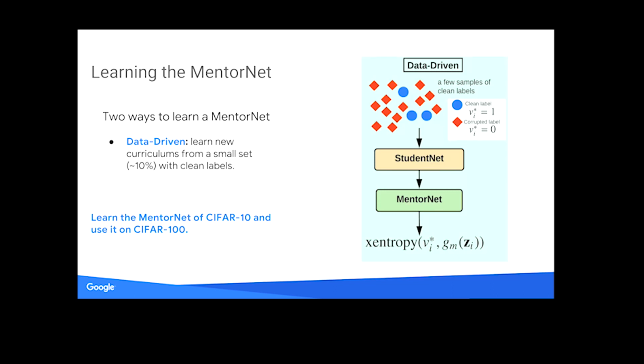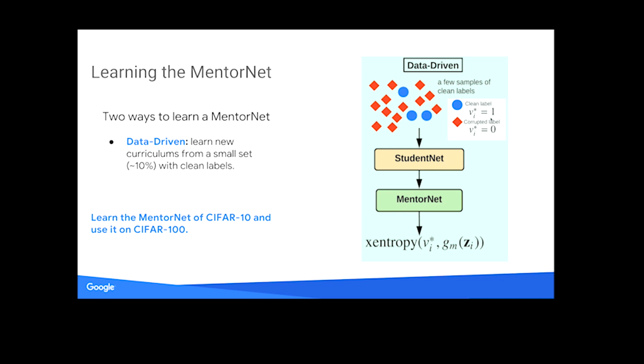The second way to learn the MentorNet is called data-driven. Here we want to discover a new curriculum completely from the data. To do that, we assume we have a small number of examples with clean labels available. We will then label these examples, giving them weight 1 if it's a clean label, otherwise 0.